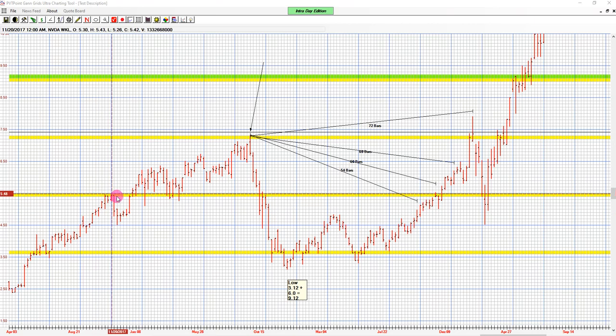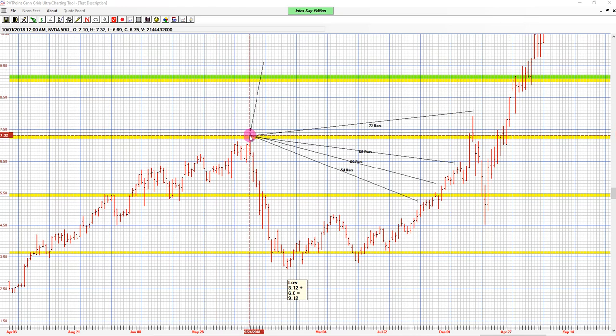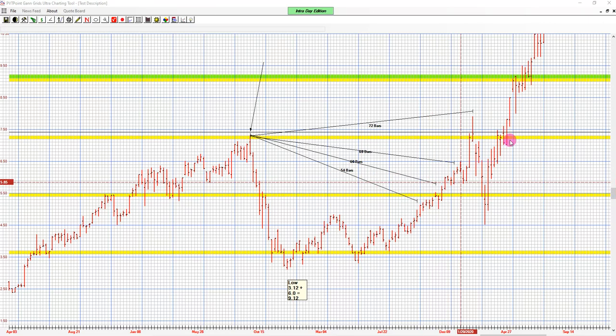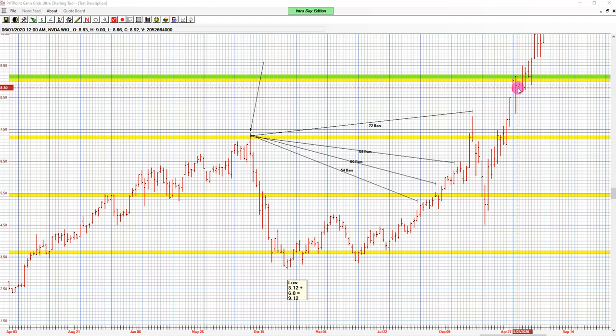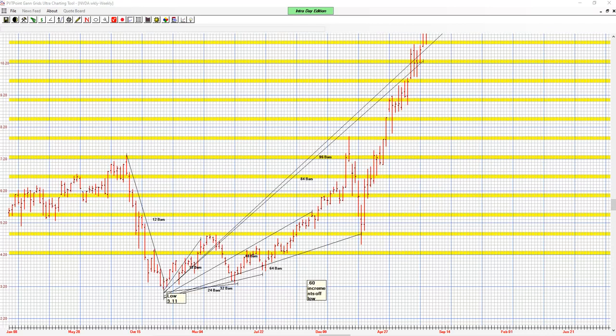First time that the 540 was hit, the 720 area was a very significant high here. And then going forward, you can see the natural support resistance around those levels. So that's just one instance of price projection. Now I'm going to move into some smaller increments.